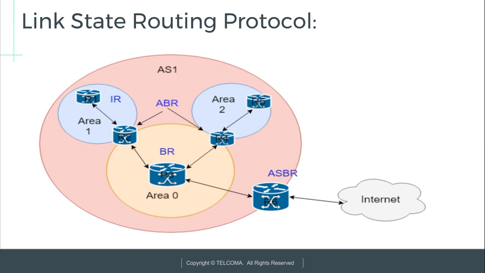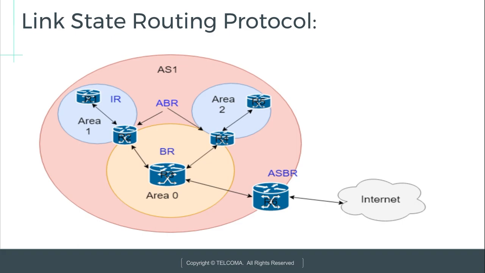First of all, the backbone router, BR. This router acts as the central point for all the area routers, and it transmits traffic and distributes routing information between areas. It means this backbone router acts as the central point for all the area routers.